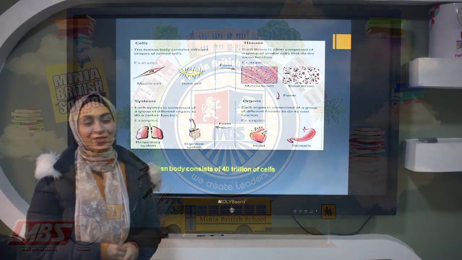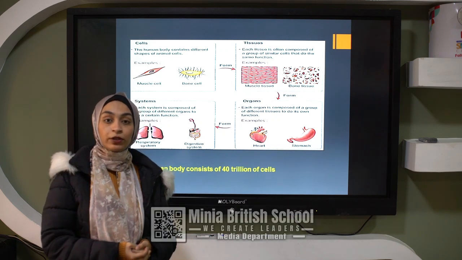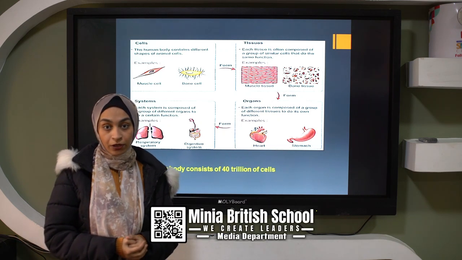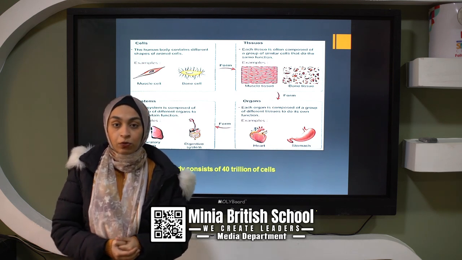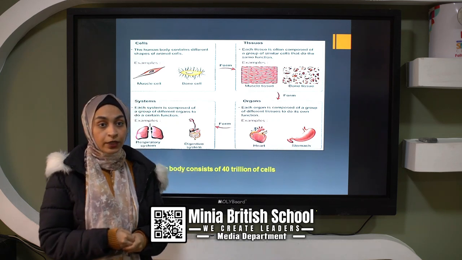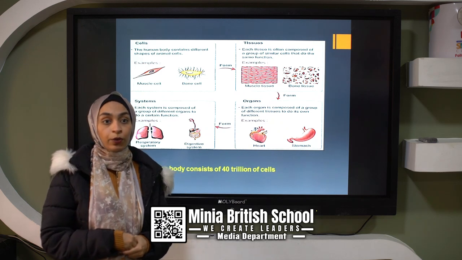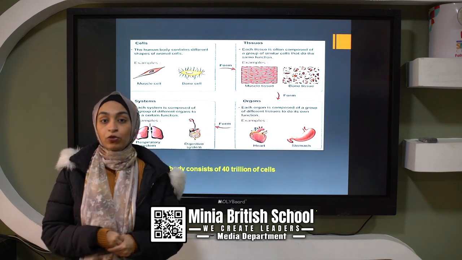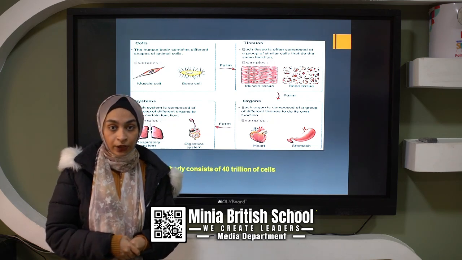Students in grade 6, today we are going to make a quick revision for all the concepts for first term, starting with concept 1.1 with the title the cell. As we know, the cell is the smallest building unit of the living organism, and because its size is very small, we cannot see it with our naked eye, but we need to use the microscope to see the cell and all the components inside it.